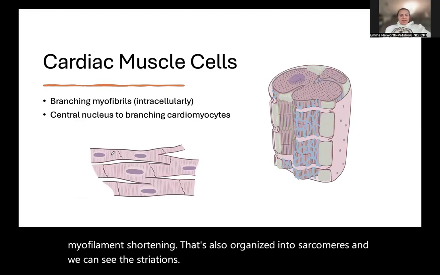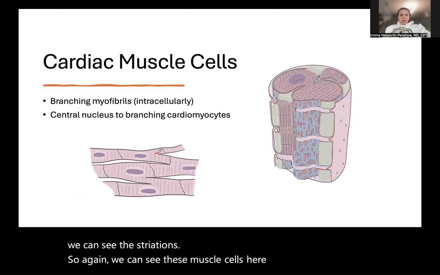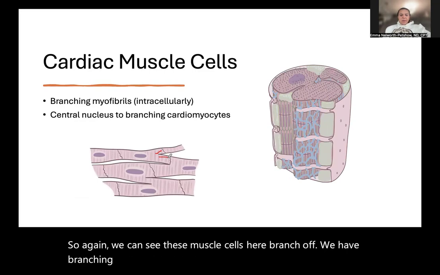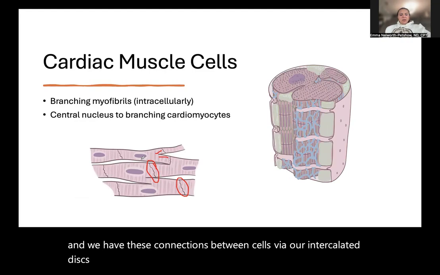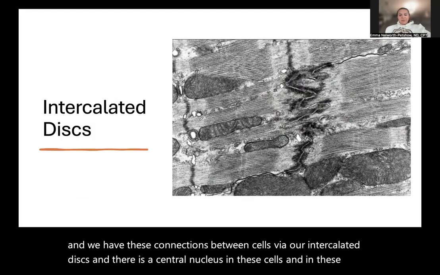So again, we can see these muscle cells here branch off. We have branching components, branching by both myofibrils intracellularly, and we have these connections between cells via our intercalated discs. And there is a central nucleus in these cells and in these branching cardiomyocytes.